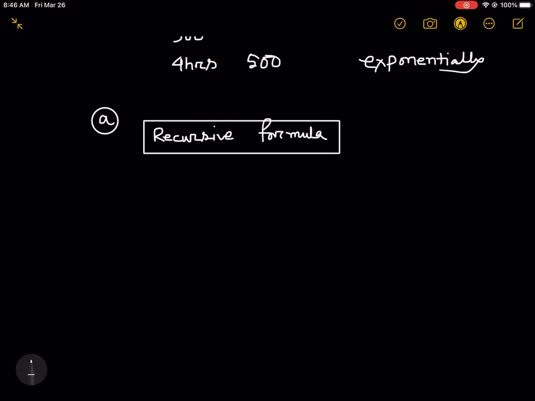Let's say not for this one. What's the general one for the exponential growth? No one? Just give it a try. The general one, I'm not talking about this problem. The general recursive formula for the exponential growth.